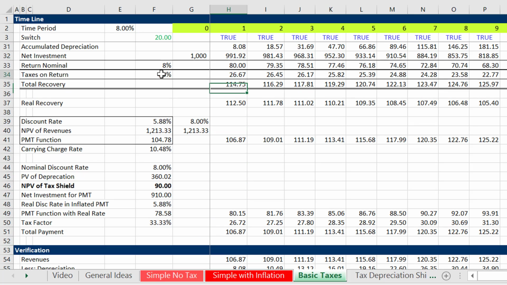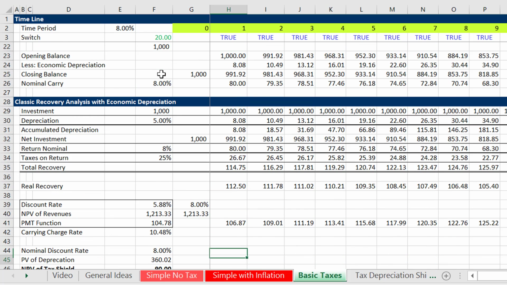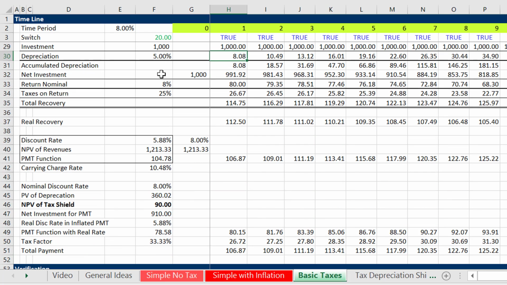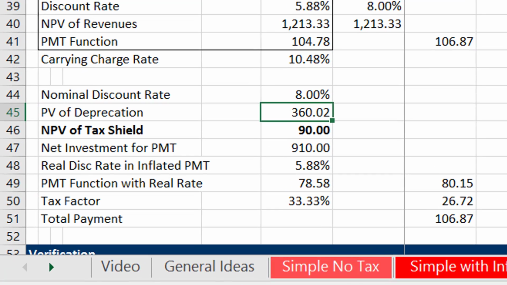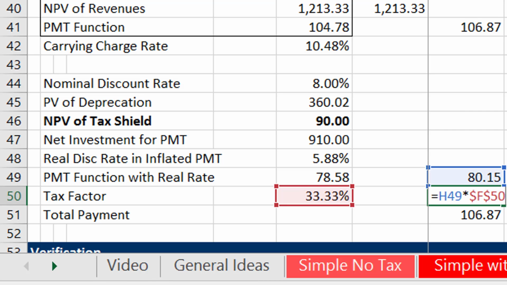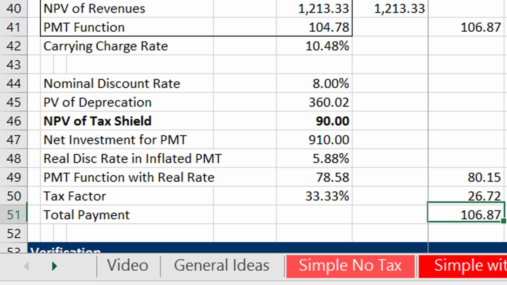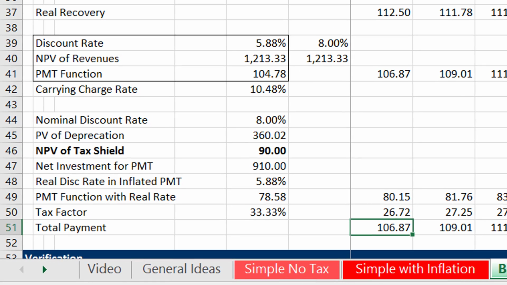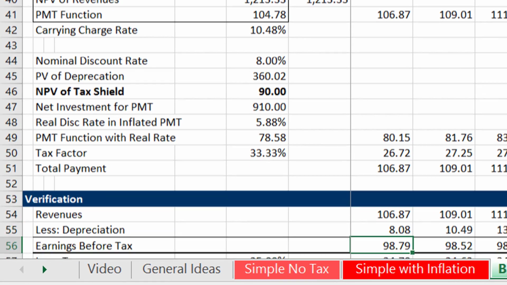So, you didn't have to do any of this stuff up first, except you needed depreciation. You did need depreciation. And then you just take the nominal rate, get the PV of the depreciation, multiply it by the tax rate, get the net amount, compute the payment, and then take your tax factor and gross it up for taxes. And then this total payment now is the carrying charge rate.